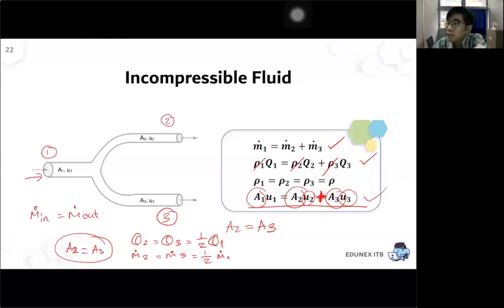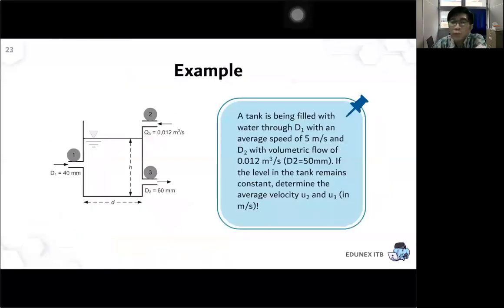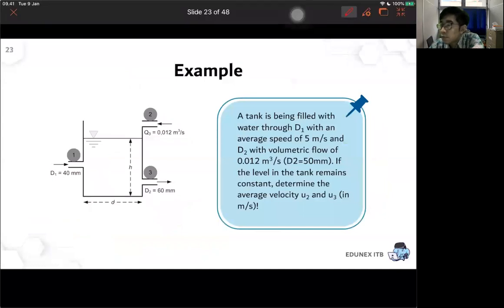Okay. If there is no other question, let's do this example. But I need to make some correction again in terms of the numbers. So this one is Q2, this one is D3. So this one is 0.1, this one is 0.2, this one is 0.3.